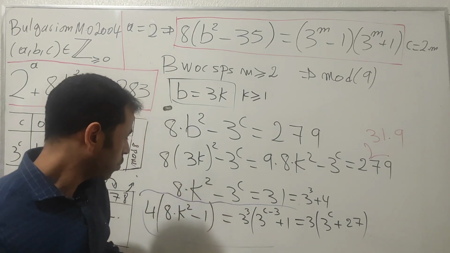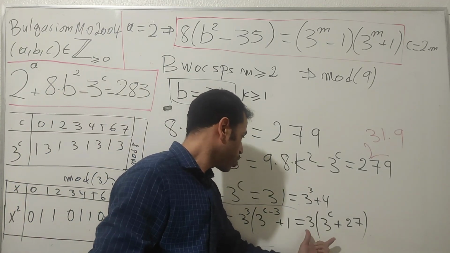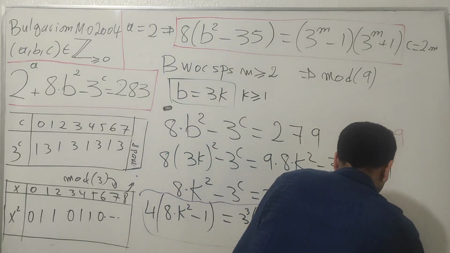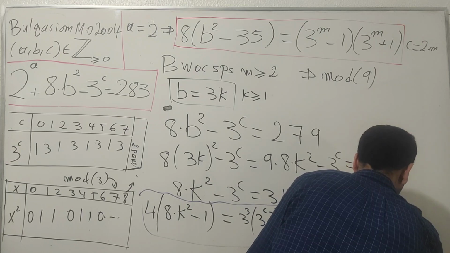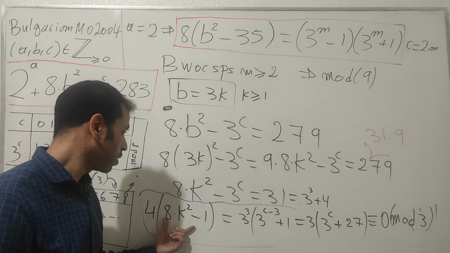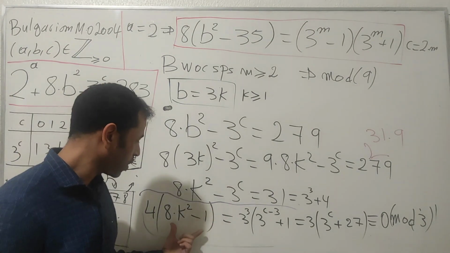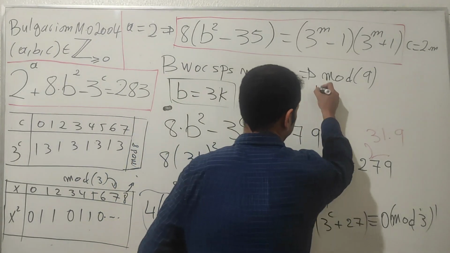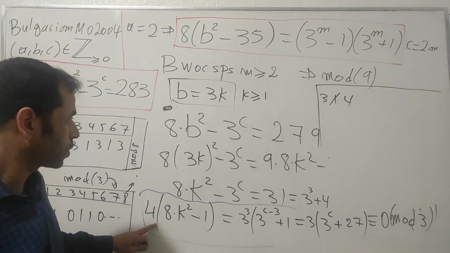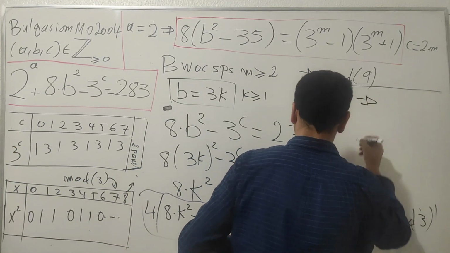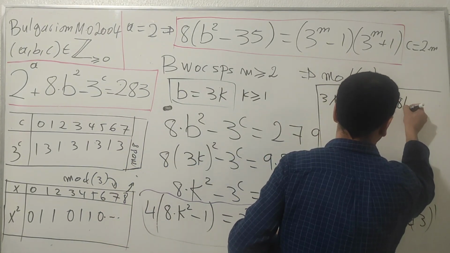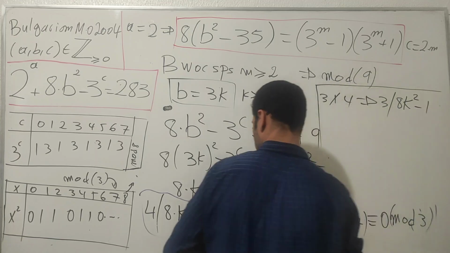Okay? So now, since this one is factorized in this form, and since we have 3 as a common factor here, I'm going to reduce the equation mod 3. This one is clearly congruent to 0 mod 3, which means the left hand side of this equation is congruent to 0 mod 3 as well. But 3 cannot divide 4, which means 3 divides this one. Let's take this one here. So we know 3 cannot divide 4 based on the expression of this equation, which means immediately 3 must divide 8k squared minus 1, as we have here.